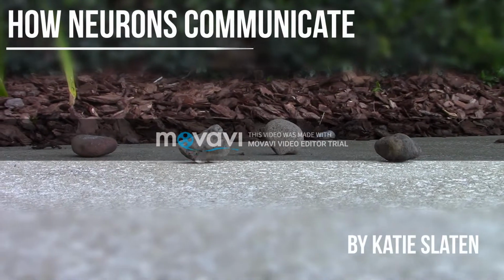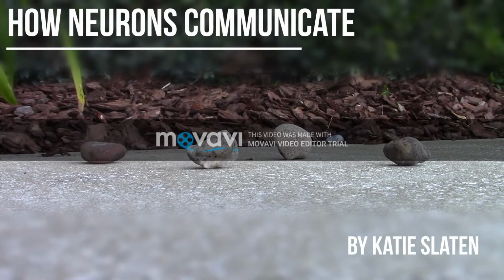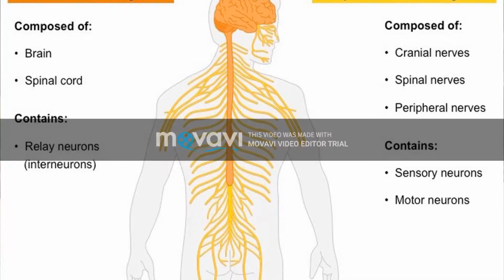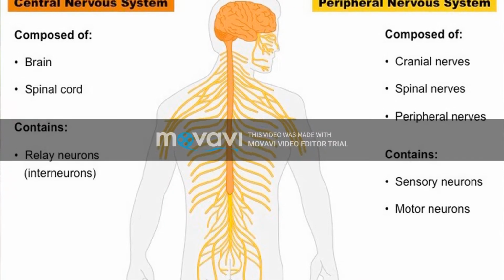Hello, my name is Katie Slayton, and I'm going to be creating an analogy on how neurons communicate using my German Shepherd Riley. First, the nervous system is comprised of two systems.